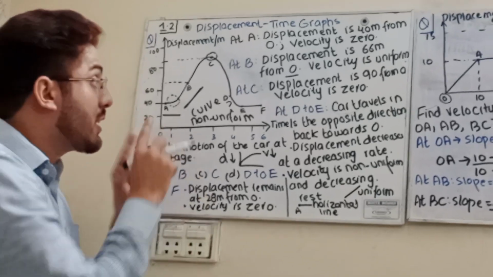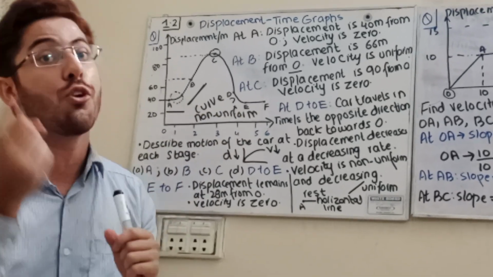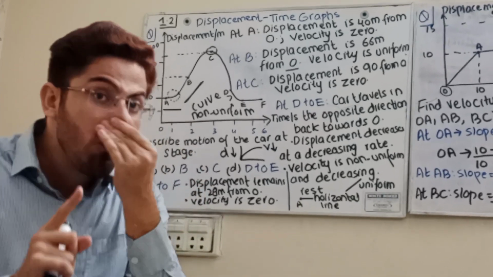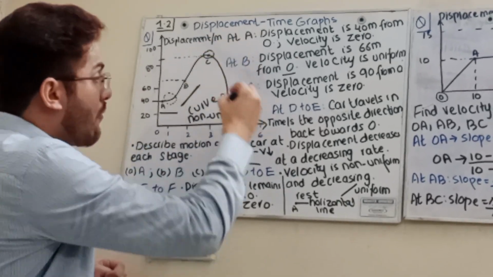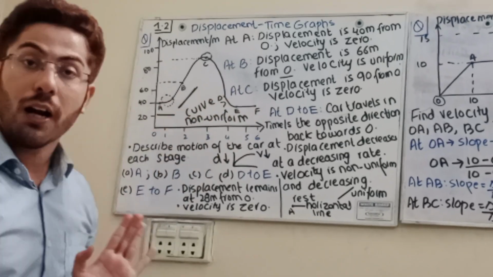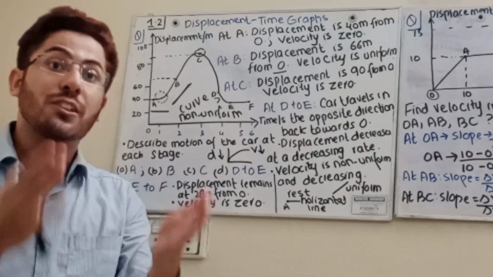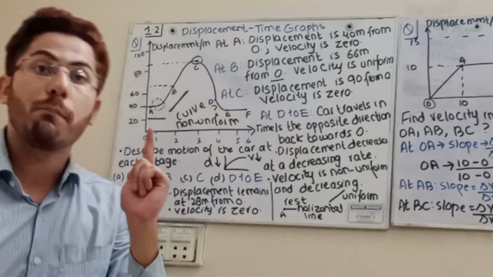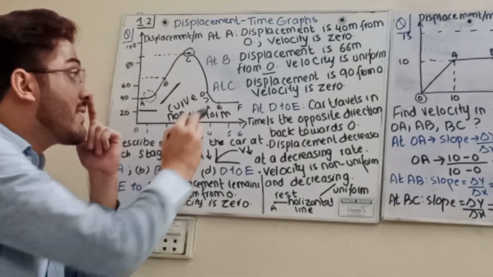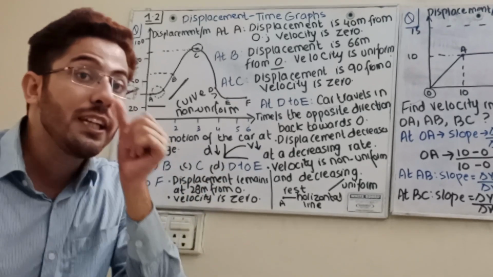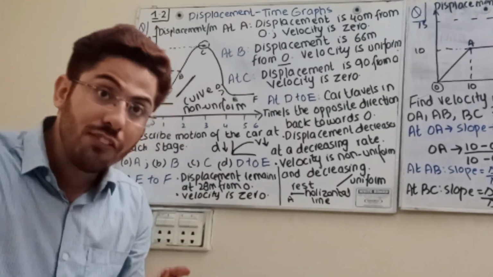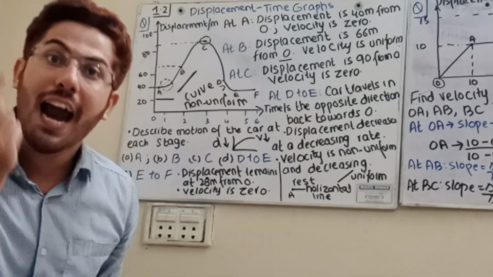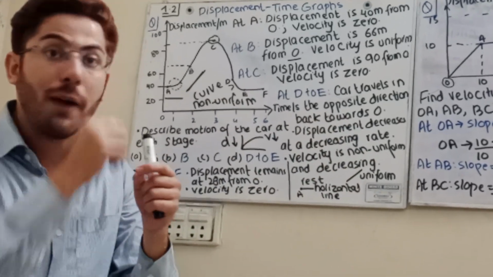When we are dealing with a curve, it means that velocity is non-uniform. Again, I am repeating the concept, don't worry. First of all, you are going to see this graph, this is a curve. Definitely, if it is a curve, displacement decreases from 90 to 28, number one point. Second point, this is a curve, it means that velocity is not uniform and it is decreasing. And third point, displacement is decreasing at a decreasing rate. I hope the concept is clear.